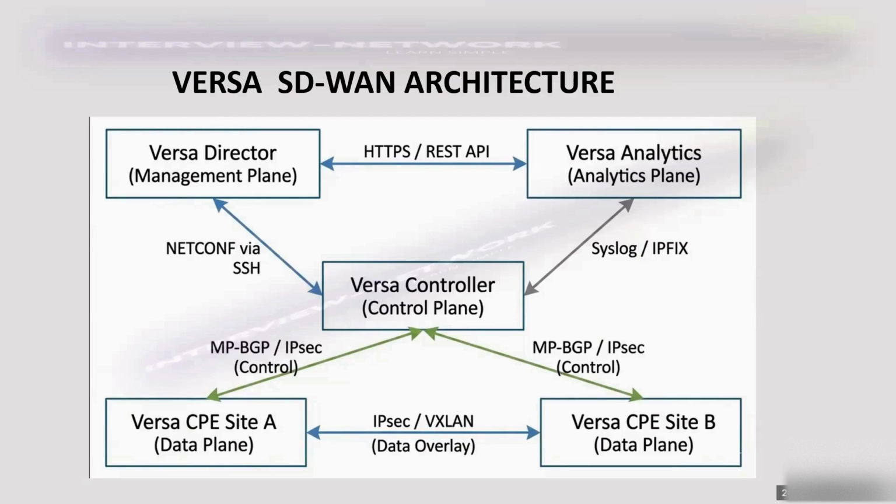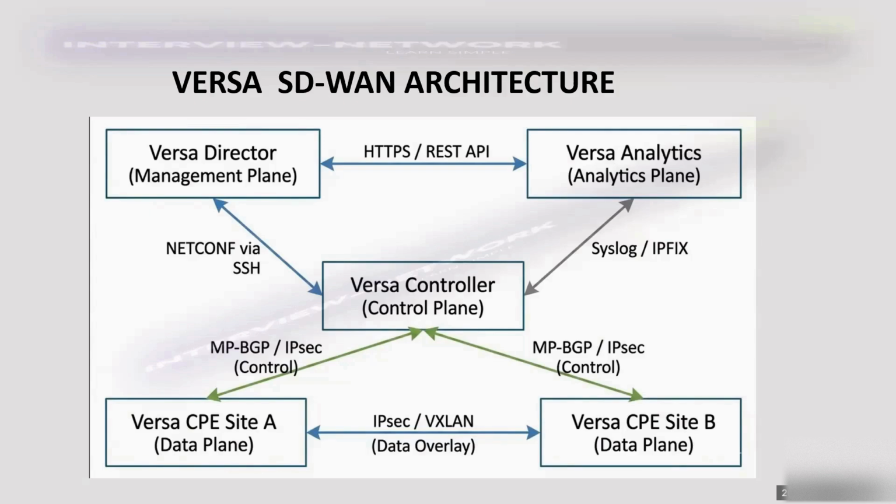If a site A device wants to talk to a site B device, the default tunnel that is already created, called the IPsec or VXLAN data overlay tunnel, is formed between the devices of each site. The protocols that run between Versa device and Versa controller are BGP and the IPsec control protocol. Between Versa controller and Versa director, we have NETCONF, between Versa controller and Versa analytics it is syslog and IPFIX, and between Versa director and Versa analytics it is the HTTPS REST API, as you can see from this diagram.